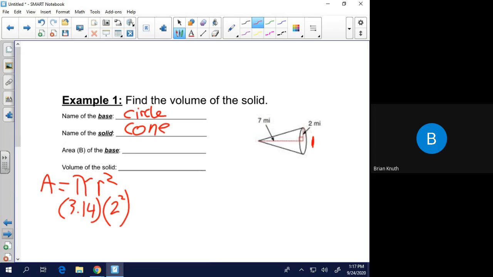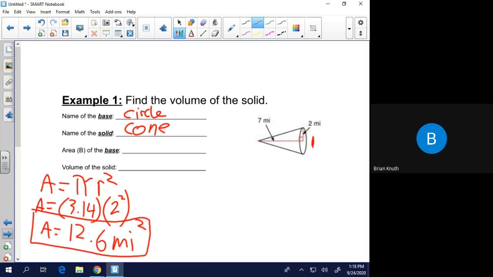Okay. I want to say too, get in the habit of using the actual pi key on your calculator. It makes it easier to get a more definite answer. Okay. So once I do this in my calculator, I will get 12.6. We're talking about miles squared. Okay, I'm going to make a square on my answer here.